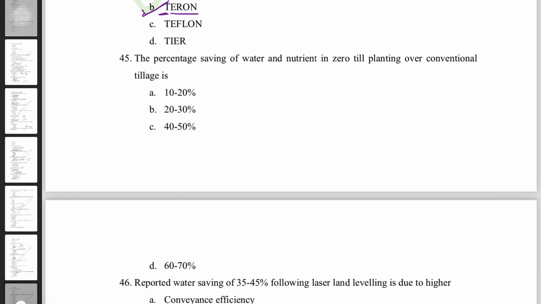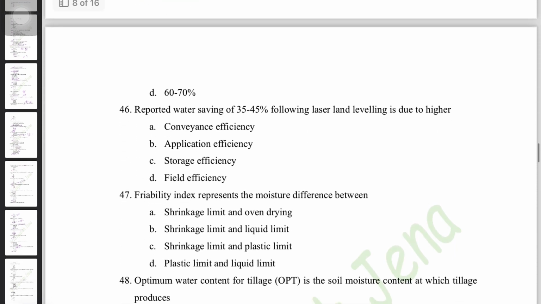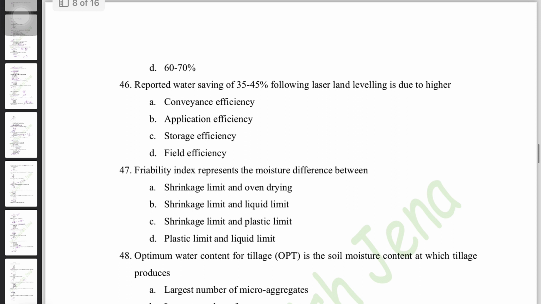Next, the percentage saving of water and nutrient in zero till planting over conventional tillage. This type of question also comes in NET exam and SRF exams. The percentage saving of water and nutrient in zero till planting over conventional till planting is 20 to 30%. Next, reported water saving of 35 to 45% following laser land leveling is due to higher which type of efficiency?